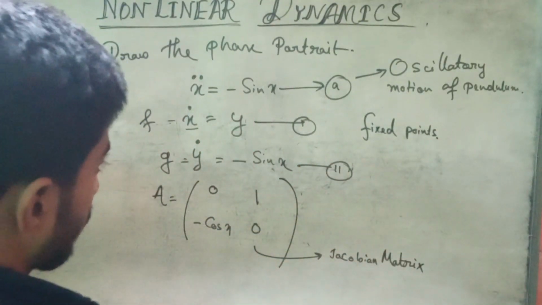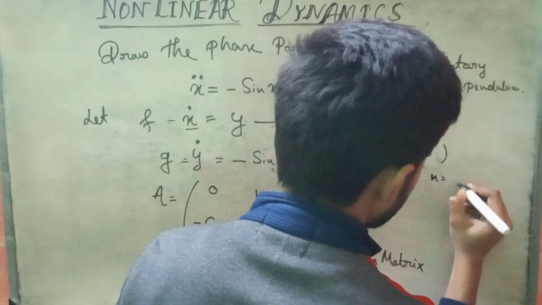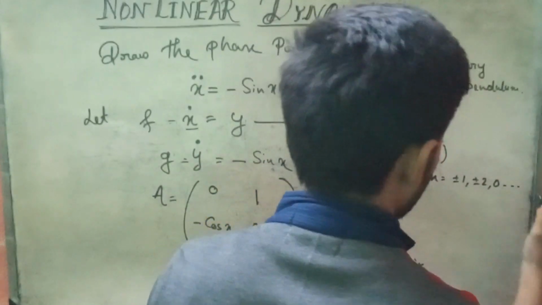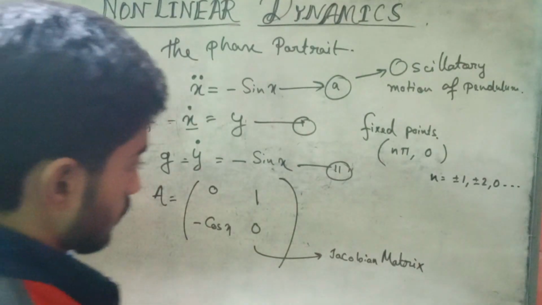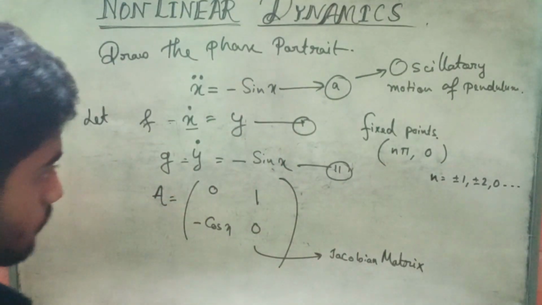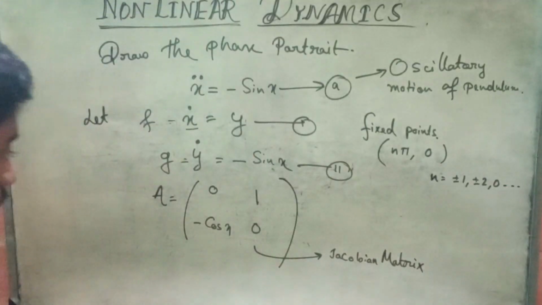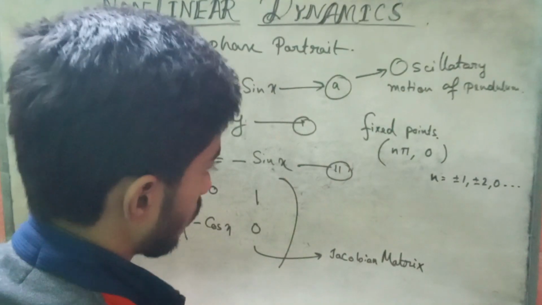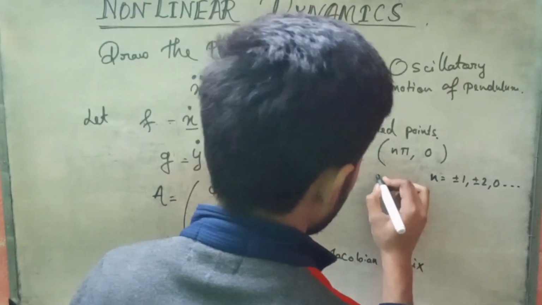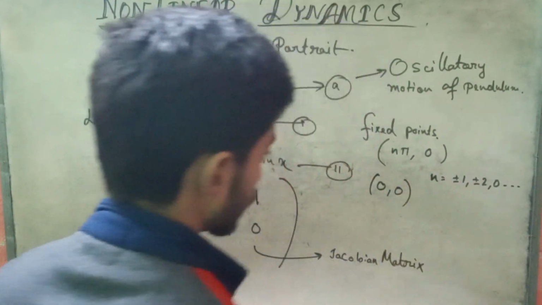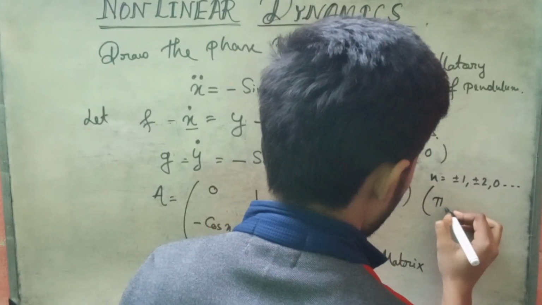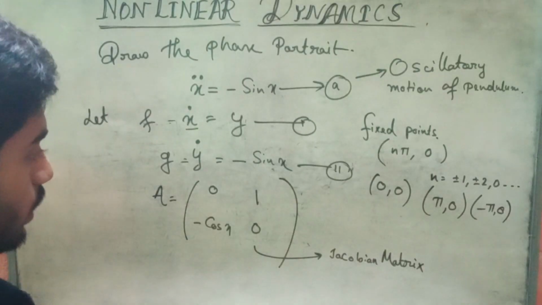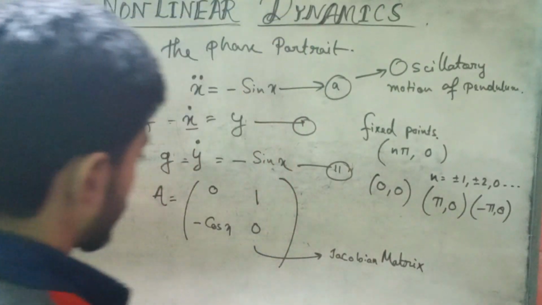So its fixed points are, n equals plus minus 1, plus minus 2, 0, and so on, they will keep going like this. So let's find the eigenvalue for the 0, 0 fixed point. We draw the phase portrait for 0, 0, pi, 0 and minus pi, 0. Right? We can draw only these 3 fixed points.